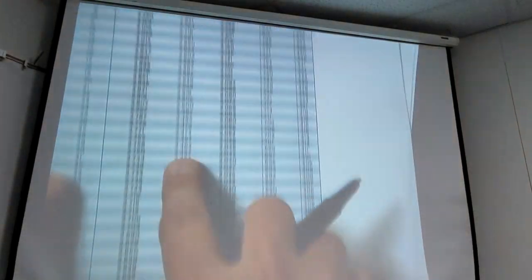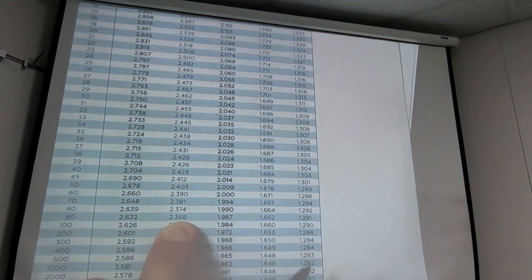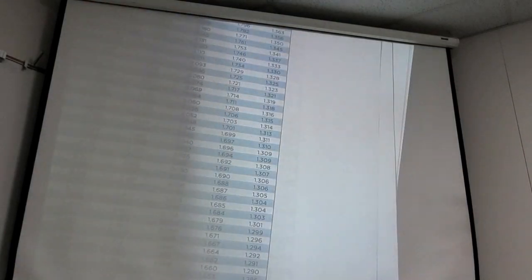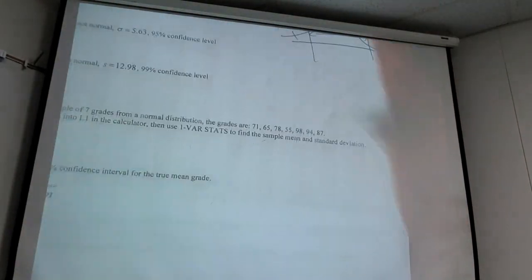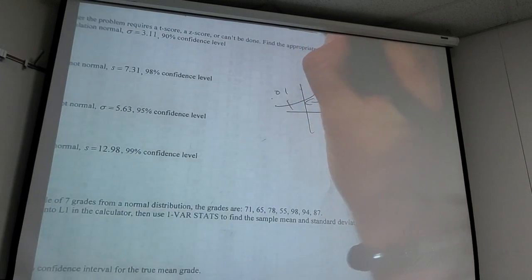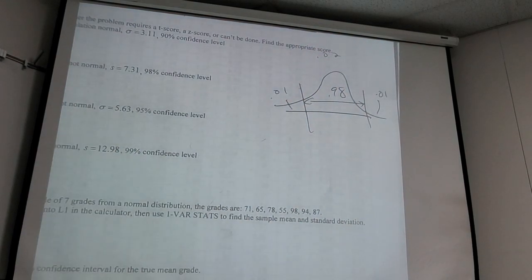And then I'm going to stop at 90 now. So 2.368. Can you extrapolate between points? You could, the same way you could with the z-scores.